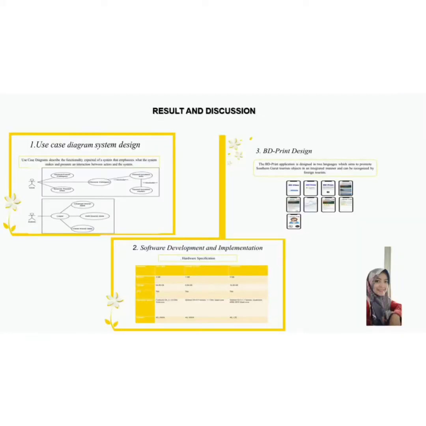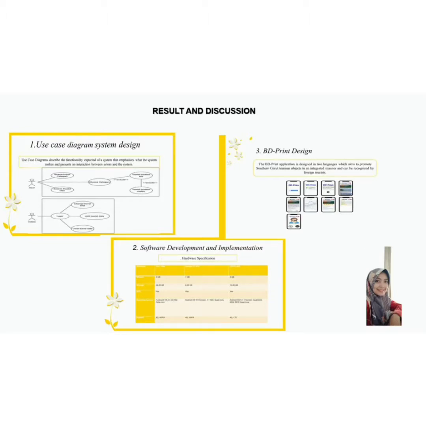In this slide, we are going to show the results and discussion. For the first one, the use case diagram system design. It describes the functionality expected of a system, emphasizing what the system does, and presents the interaction between actors and the system. We see the user and admin here. It shows how the system design diagram can operate.